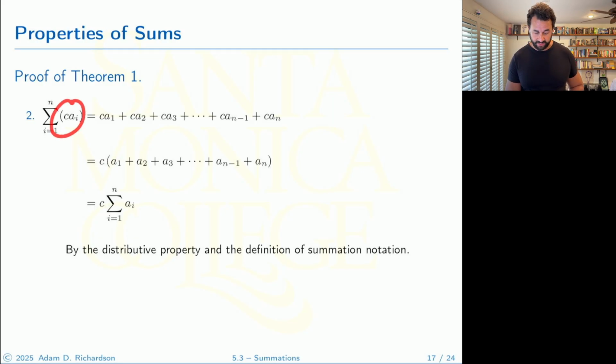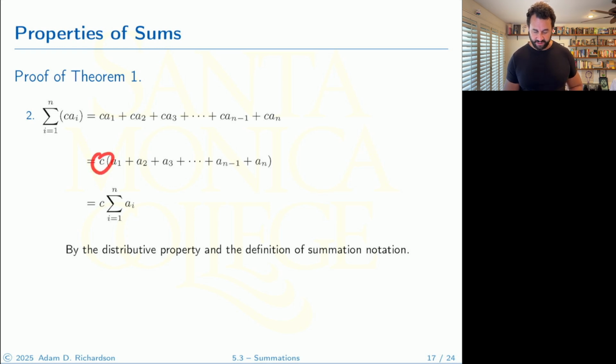Here we are, we're going to write out this sum in expanded form. There it is. Notice each one of these terms has a common factor of c. So we're going to factor c out of all of these terms, however many there are, n many. Doesn't matter as long as it's a finite number in this case.